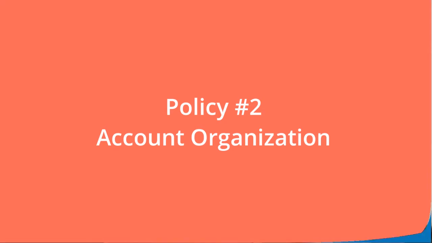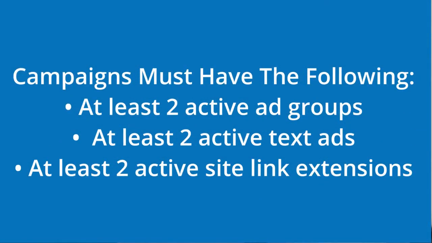Policy number 2, account organization. What is it? All right, you must organize your campaigns in the following way. At least 2 active ad groups per campaign, at least 2 active text ads per ad group, and at least 2 site link ad extensions in the whole account. Whole whale, obviously. The whole account.